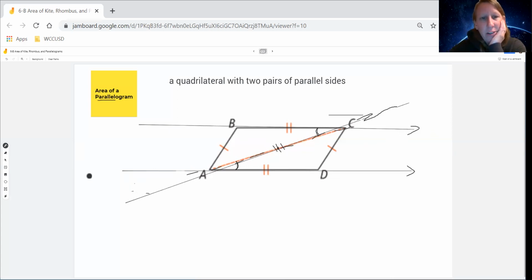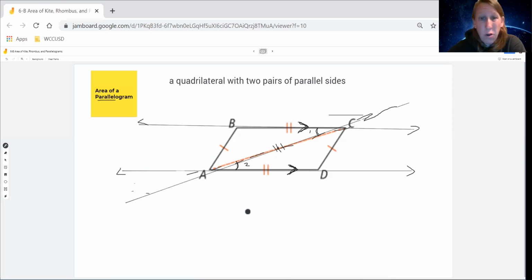Alternate interior angles. So what I've shown by saying these two triangles are congruent and their parts are congruent is that this angle and this angle are alternate interior. That means that BC is definitely parallel to the side AD.